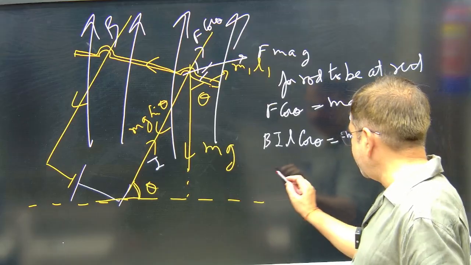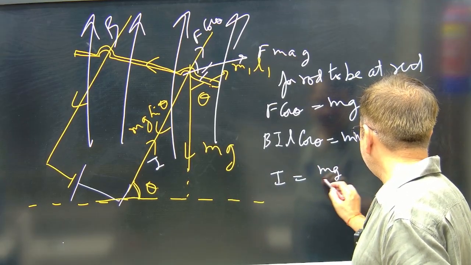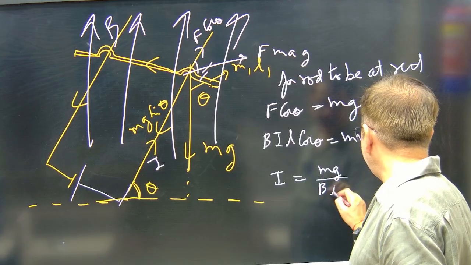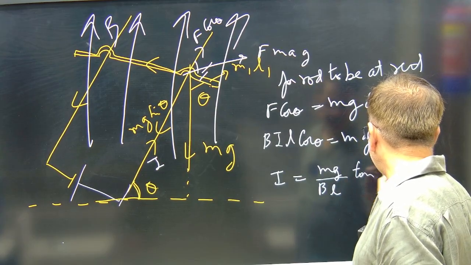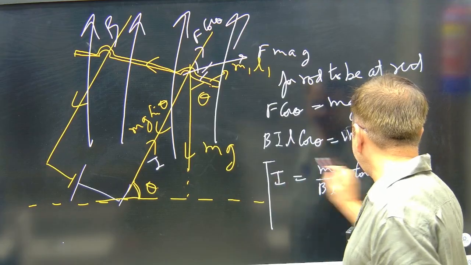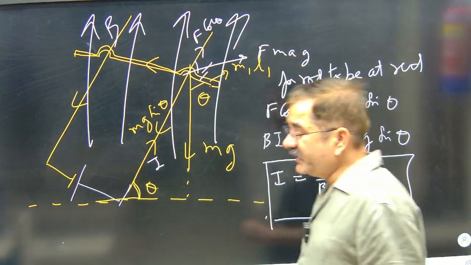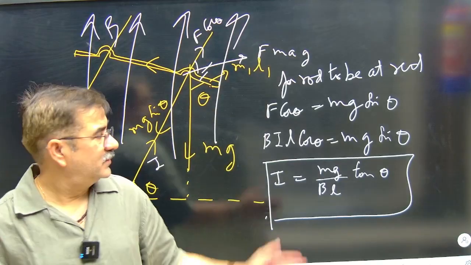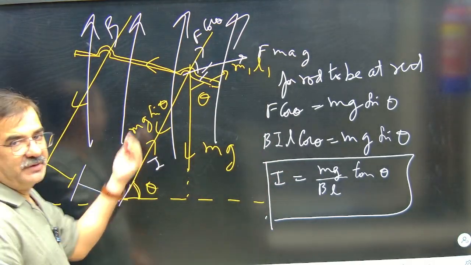So what could be the current flow here? That thing also I can see. This value will be mg by BL, and this sin theta by cos theta is tan theta. So this shall be the value of current flow in the circuit. If I am making this current flow in the circuit here, this rod can be balanced and it can slide down with the constant velocity if it is given like that.